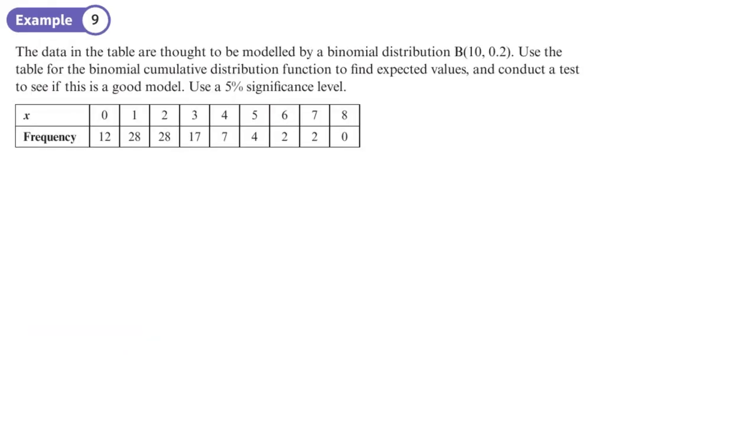Right, the data in a table are thought to be modelled by a binomial distribution with n equal to 10 and p equal to 0.2. Use the table for the cumulative distribution function. We're not going to use a table, we're going to use a calculator, and I'll show you how to do that in a moment, to find expected values and conduct a test to see if this is a good model. Use 5% significance level.